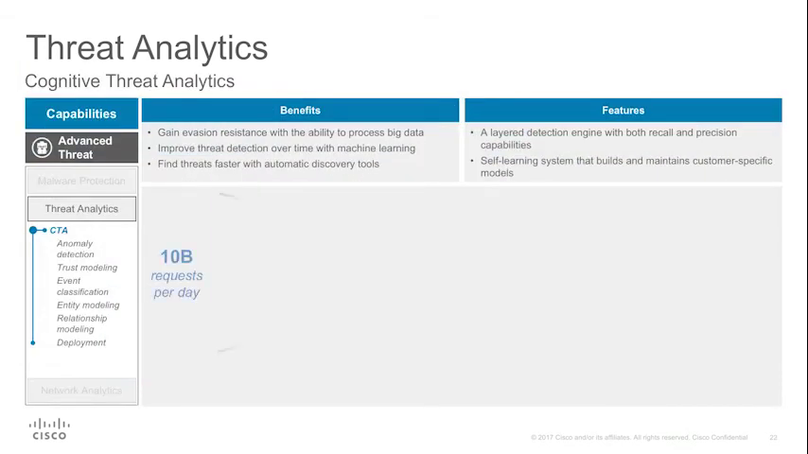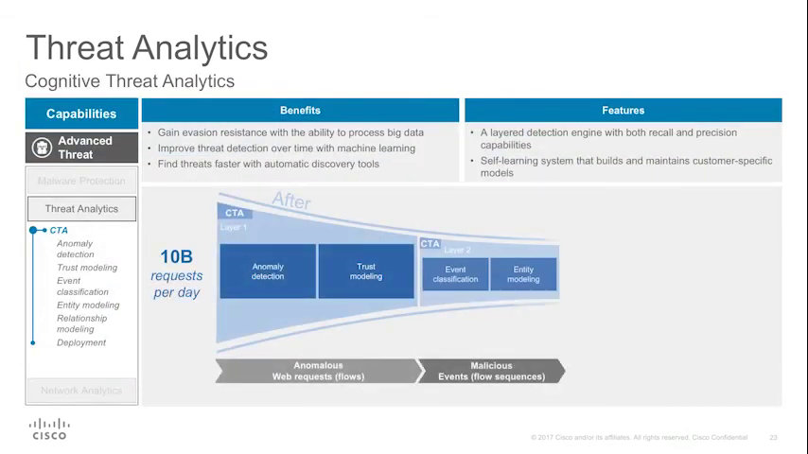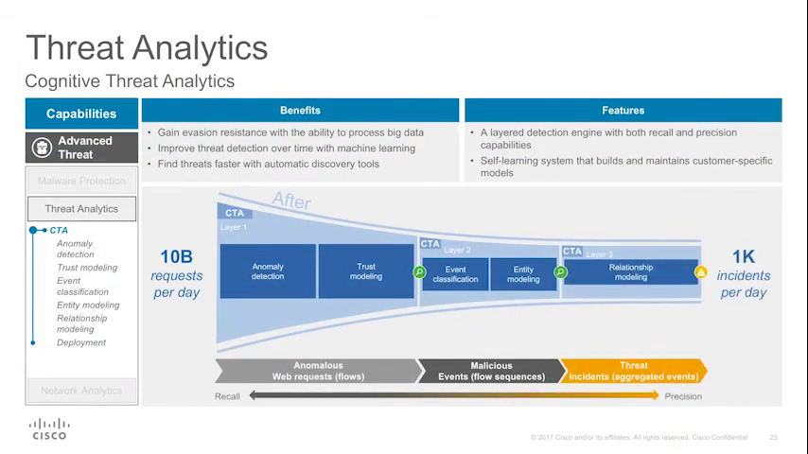From 10 billion requests per day down to 1 to 50,000 incidents, Cognitive Threat Analytics, or CTA, can comb through big data in near real time. This means a customer not only gets the visibility they need, they get it when they need it. When searching for malicious web activity, the CTA engine needs to have both recall and precision capabilities. For this reason, a layered approach is used, starting with recall, then moving towards precision along the layers of detection.